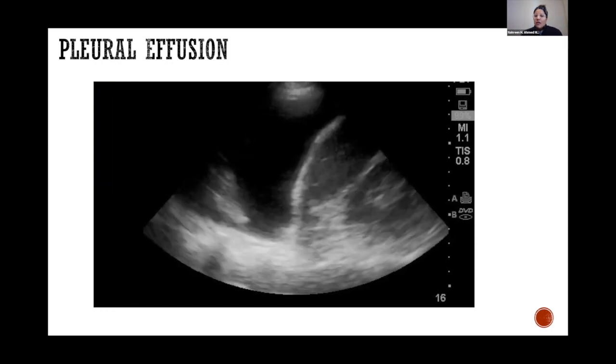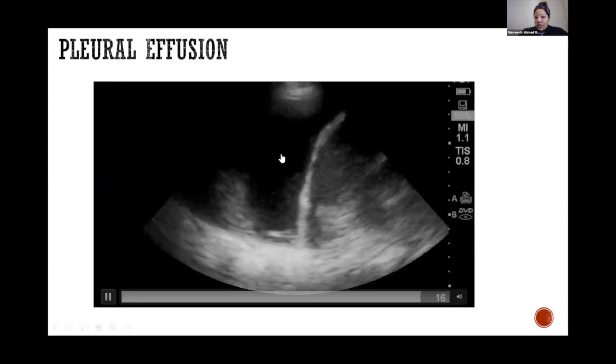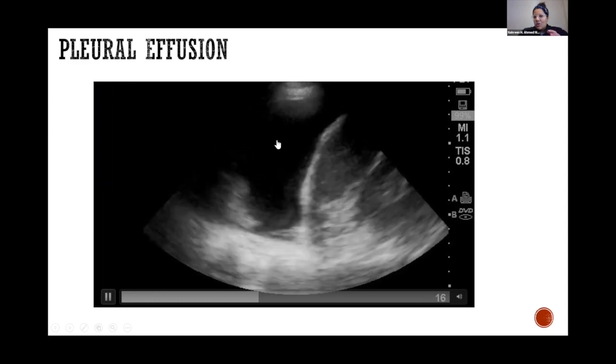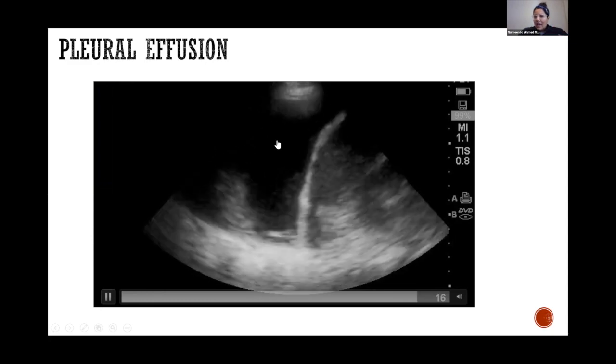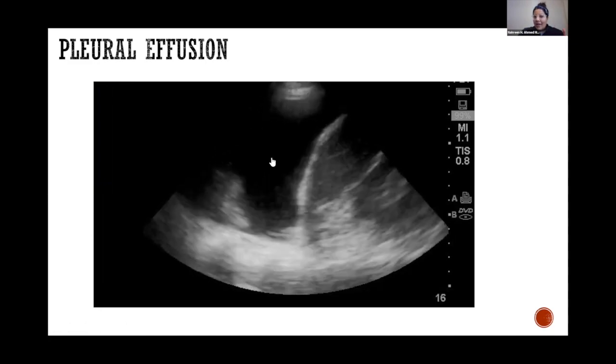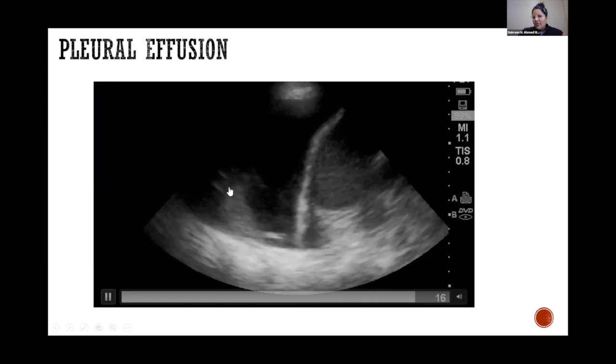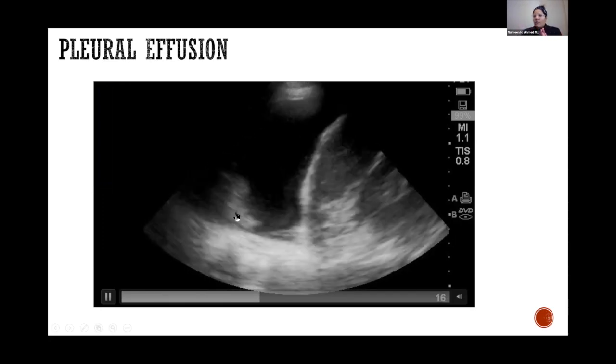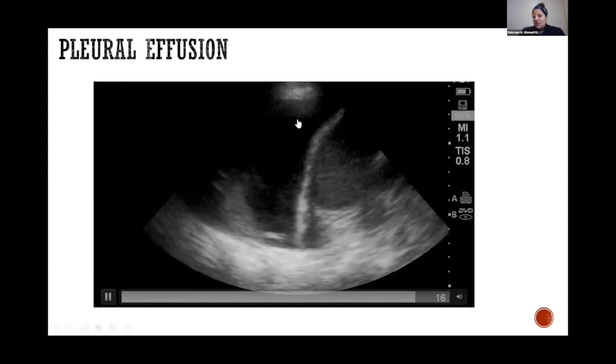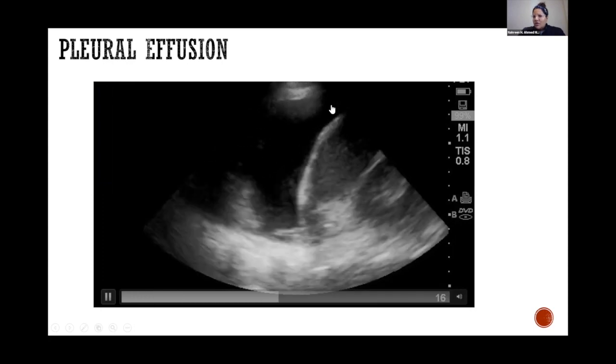If you're looking at a pleural effusion, this is what you'll see. You'll see this black space, which is an anechoic space. Anechoic just means black, and that's the actual fluid. And this is the actual lung itself, which is probably compressed because of the fluid that's around it. What you're seeing here is the diaphragm.